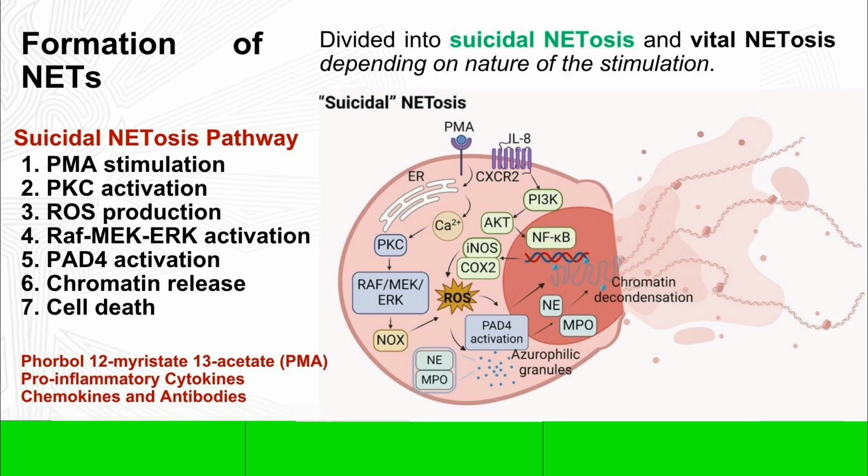Now, the process of suicidal NETosis begins at the cell surface or through direct stimulation. For this example, PMA is the trigger. PMA, which is our stimulus, activates PKC or protein kinase C. PKC then turns on the NADPH oxidase complex, or NOX for short, that produces ROS or reactive oxygen species. Then next, ROS triggers the RAF-MEK signaling pathway, which serves as a coordinator telling the rest of the cell to begin the dismantling process.